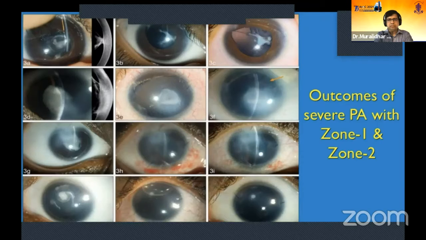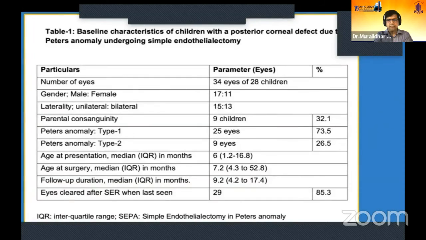The sequential picture collage of severe Peters anomaly, top and bottom rows showing a significant improvement in eyes with a smaller zone of corneal involvement, compared to the middle two rows where the corneal opacity is much larger along with a cataractous lens, which had a suboptimal outcome with a secondary glaucoma. Meaning, even in a type 2 Peters anomaly, a smaller zone of corneal involvement can help achieve a good outcome. Primarily, our cohort included a type 1 anomaly.